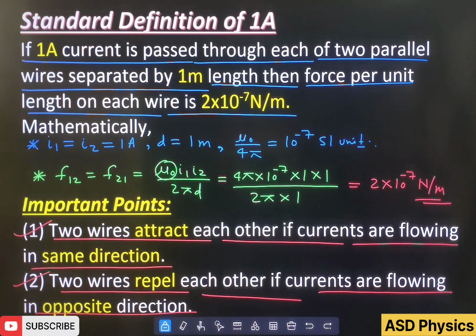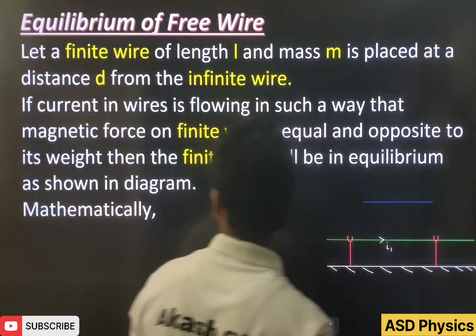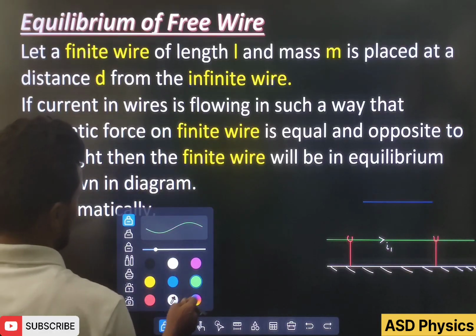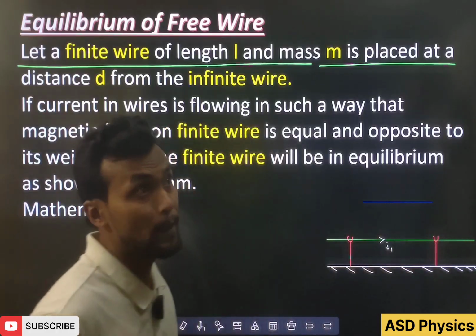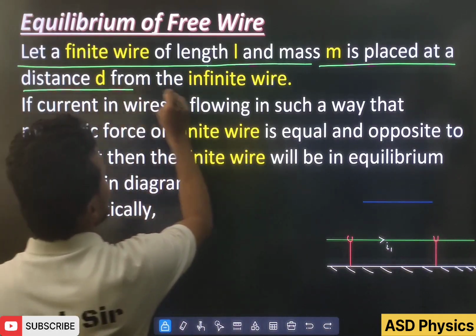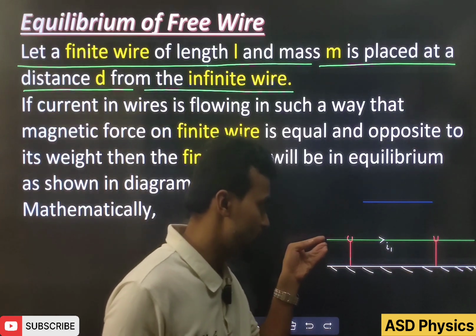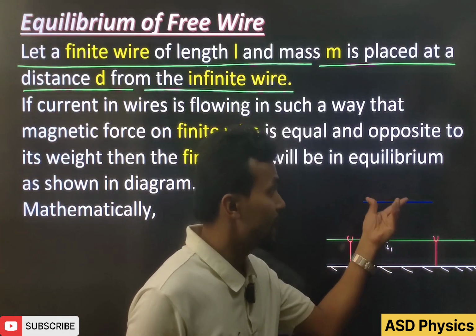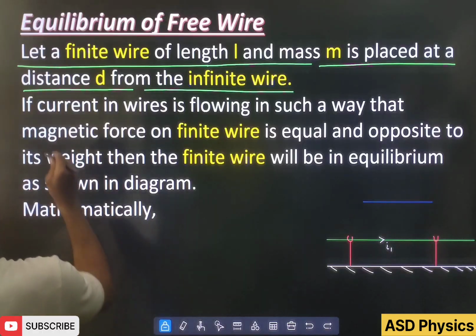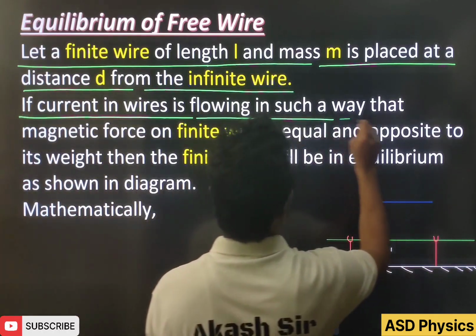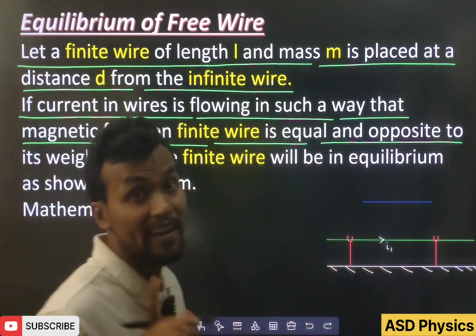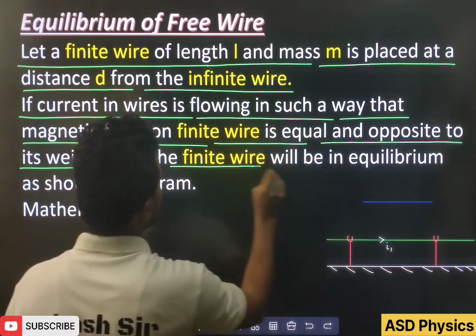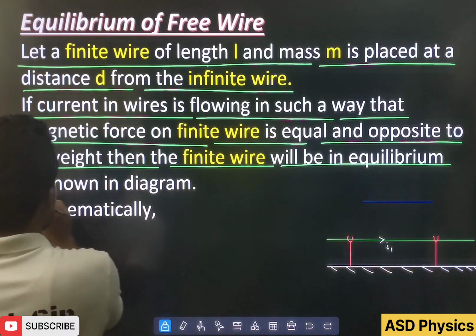After that, next one we will see some equilibrium cases. So equilibrium of free wire here. Let a finite wire of length L and mass M be placed at a distance D from the infinite wire. See here, this is the infinite wire, just one support is there from the ground, and this is the finite wire, blue color. If current in wires is flowing in such a way that magnetic force on finite wire is equal and opposite to its weight, then finite wire will be in equilibrium as shown in figure.